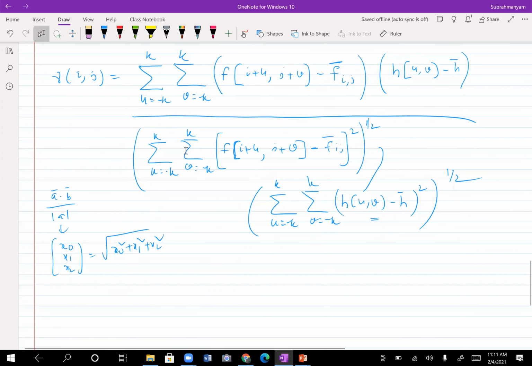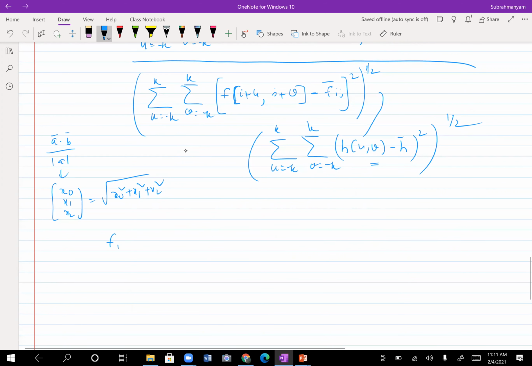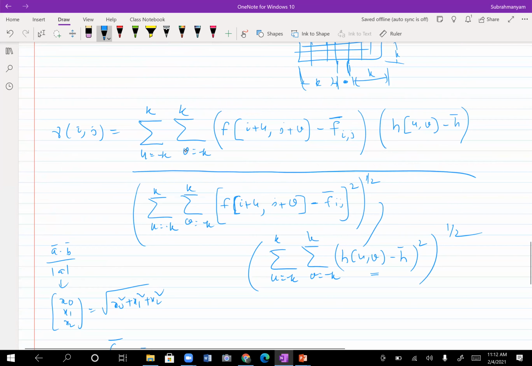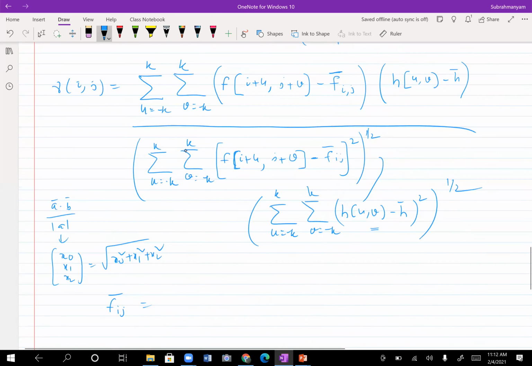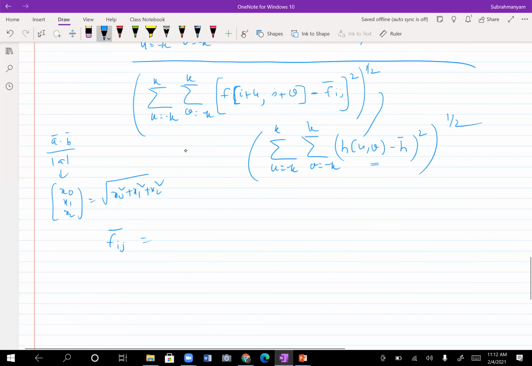That's all. Then I would also write here, how do you compute f bar of i j? Tell me the equation now. Use a notation similar to what I have taken so far. I have given you f, and I have told you the location. How do you compute the mean value? One by 2k plus 1 whole square. Very good.